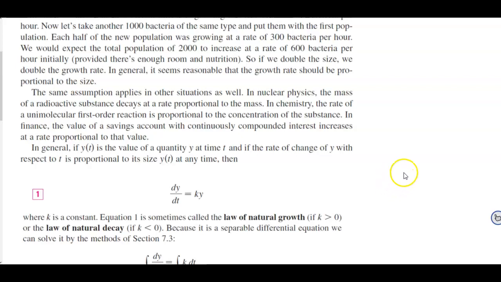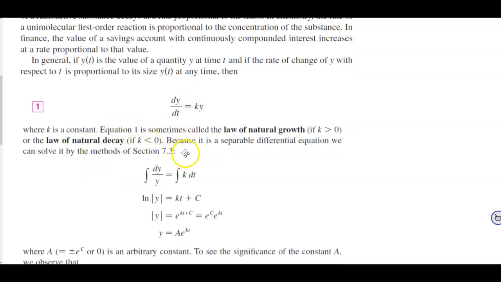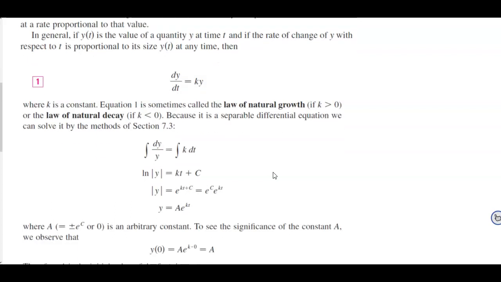So in general, if y(t) is the value of a quantity y at time t, and if the rate of change of y with respect to t is proportional to its size y(t) at any time, then we have equation 1, which is dy/dt equal to ky, where k is a constant. This equation is sometimes called the law of natural growth if k is greater than 0, or the law of natural decay if k is less than 0. And because it is a separable differential equation, we can solve it by the methods of section 7.3.